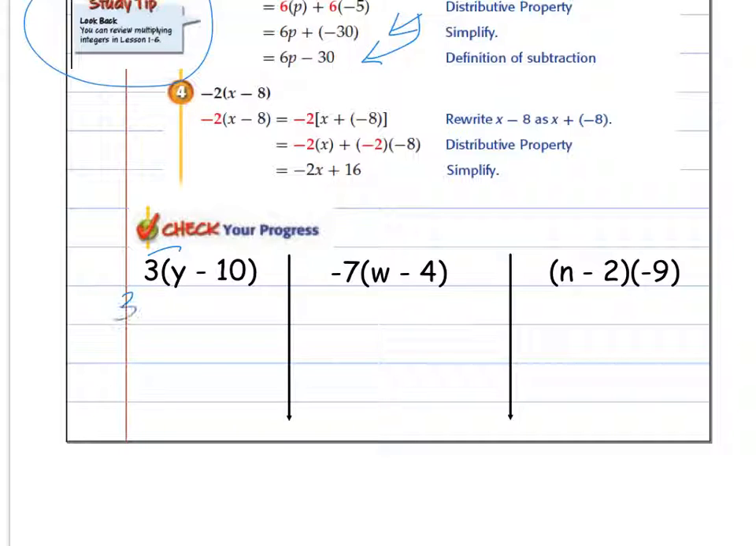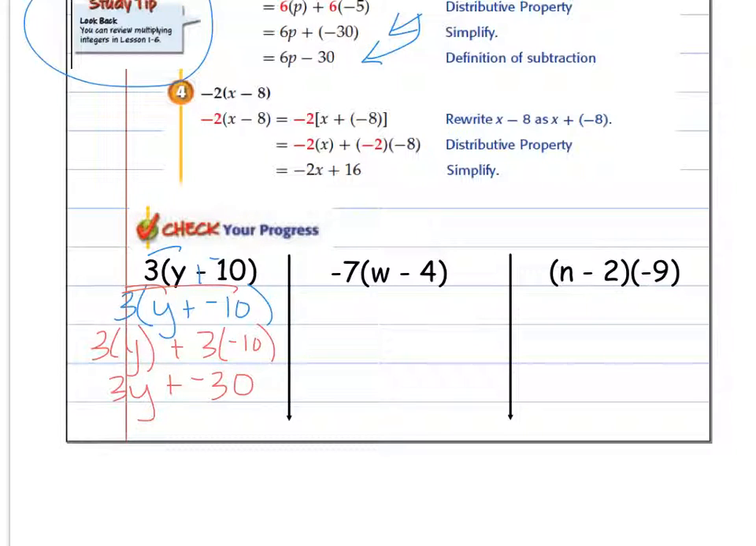So I distribute, this is really 3, I'm going to change it first, so I'm going to add the opposite. So it's 3y plus a negative 10. Distribute the 3, so 3 times y plus 3 times negative 10 would be 3y plus positive times a negative is a negative. And then adding a negative is really just subtraction. So the simplified way to write it would be 3y minus 30. So you can change it to addition first by doing that.